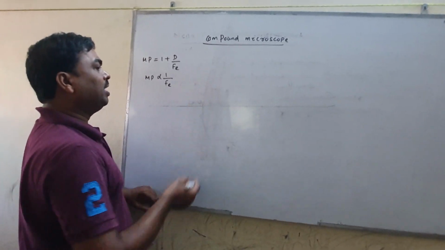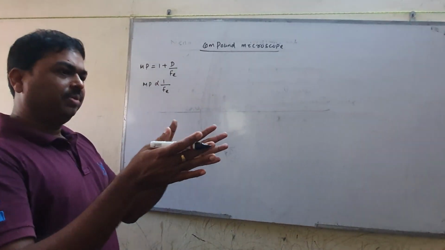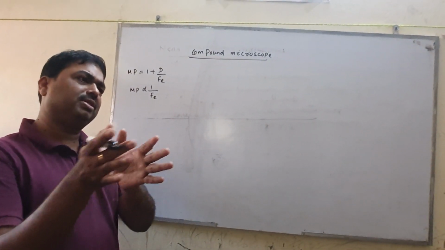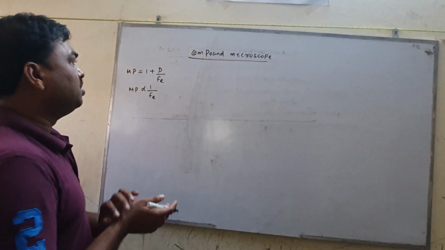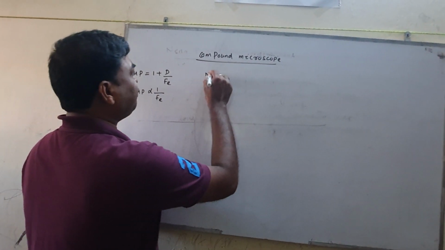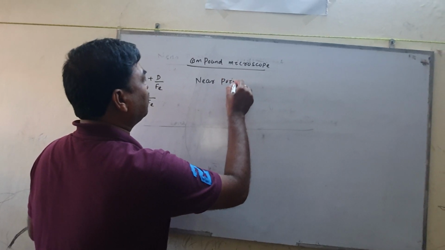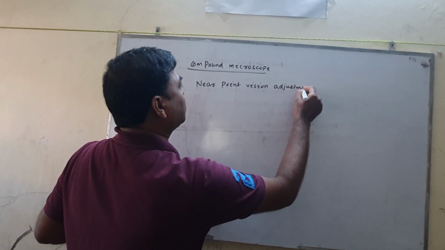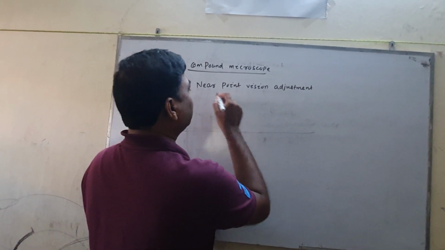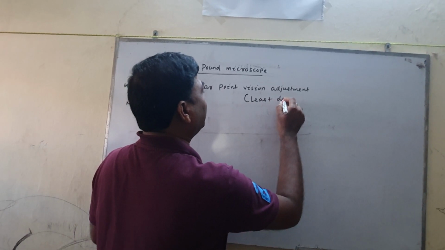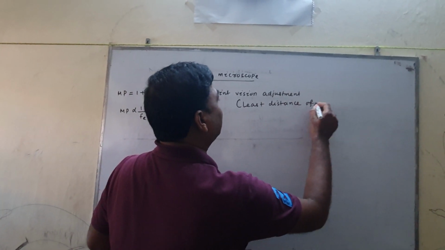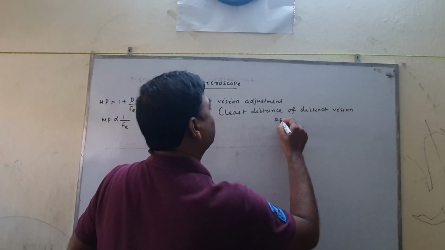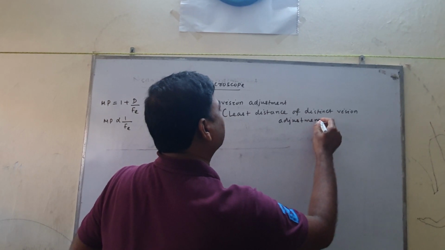Now, there are two kinds of adjustments, adjustment limit for every optical instrument. One is near point vision adjustment and another is far point vision adjustment. Near point vision adjustment, or you can say this is the least distance of distinct vision adjustment, or you can say relaxed adjustment, whatever.